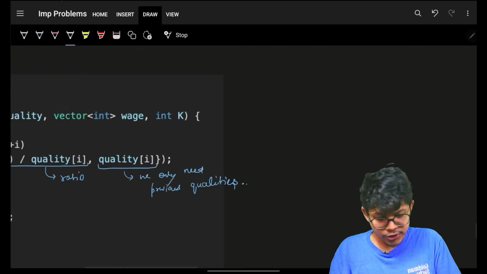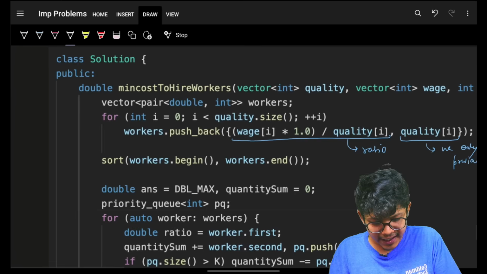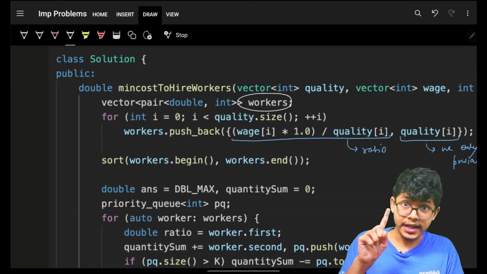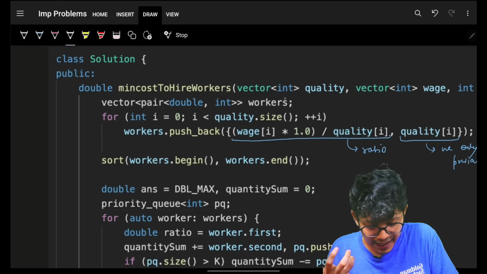It's pretty simple. So firstly, I will take my workers. Again, this is to sort all these workers. I will take the workers.